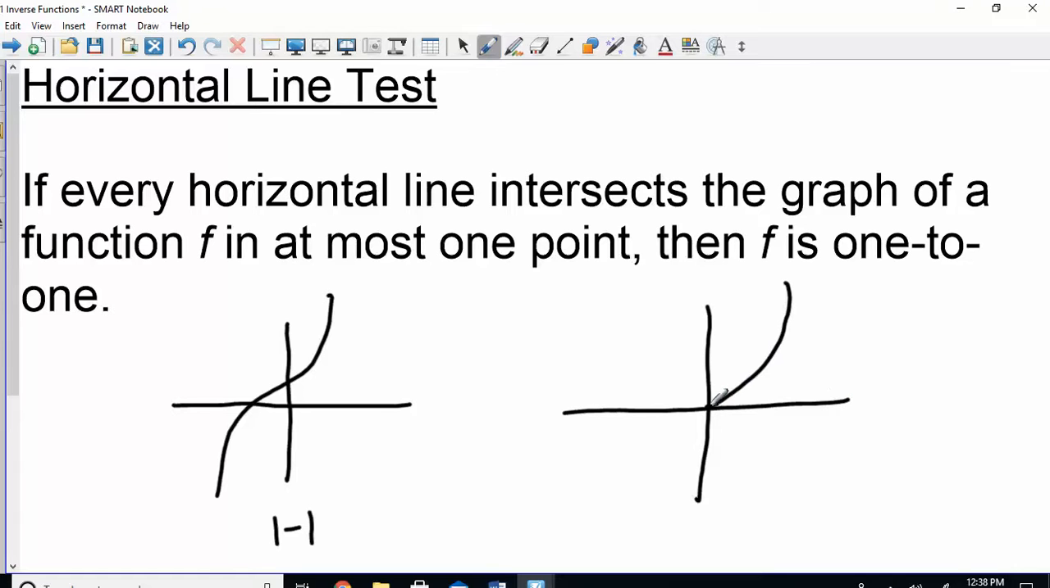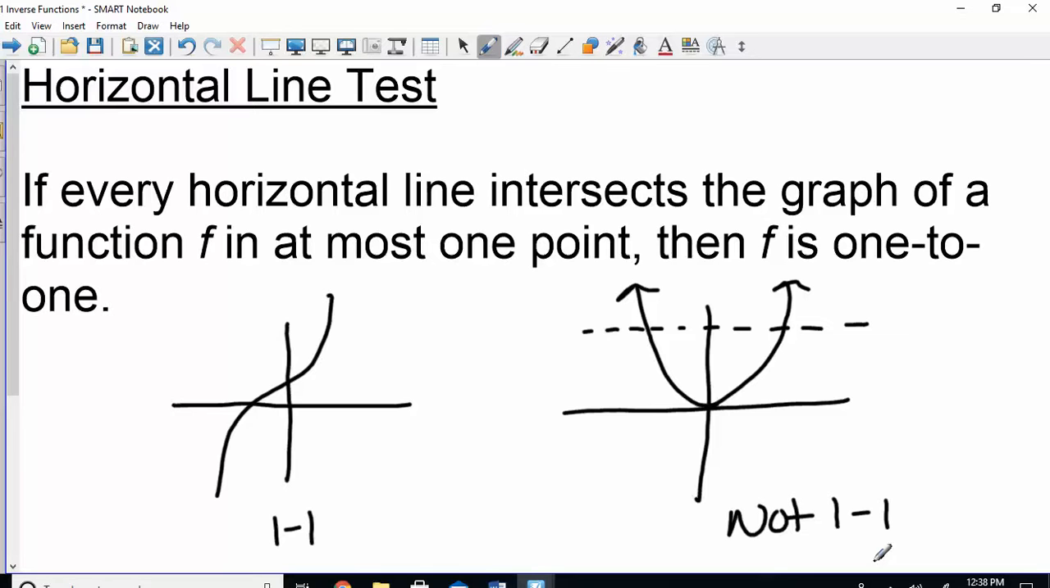But in contrast, like an x squared, it's a pretty pathetic one, but we could see there are lots of places you could draw that horizontal line that would hit that graph twice. So that is not 1-to-1. So very easy to determine whether or not it's 1-to-1 just by looking at the graph. And we do have our calculators available, so that's something that we could quickly look at.